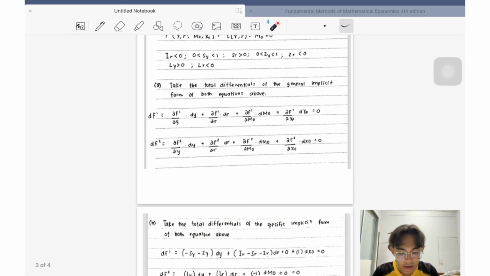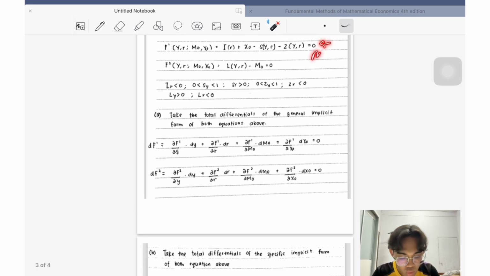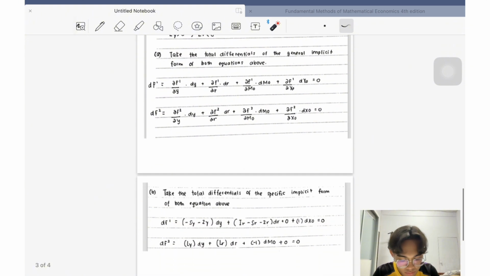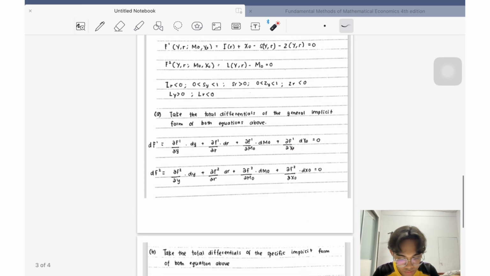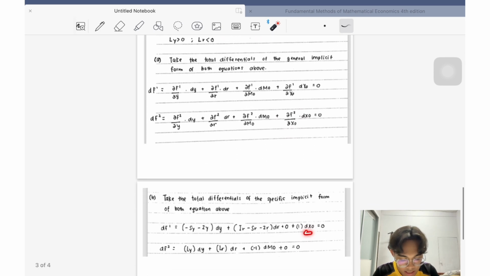derivative of f1 with respect to mo. So when we differentiate, we will get 0 because there is no mo in these equations. And then we find the partial derivative of f1 with respect to xo, we will get 1, and then times dxo equal to 0.